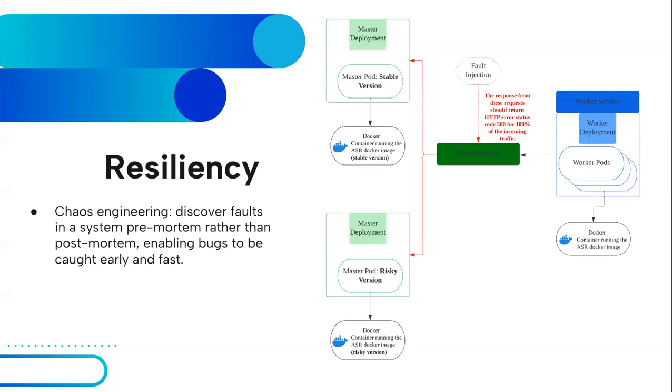In addition, chaos engineering is an important concept to discover faults in a system pre-mortem rather than post-mortem, enabling bugs to be caught early and fast. Istio provides customization options for chaos engineering via fault injection, where not only errors can be injected into the system, options like percentage and delay handling can be configured as well.